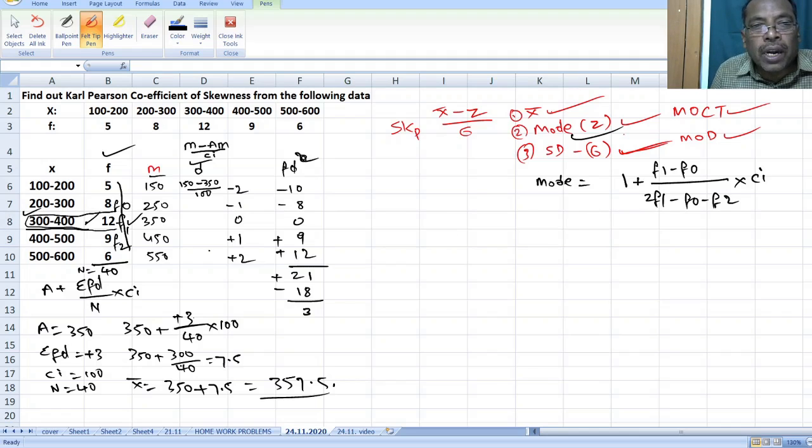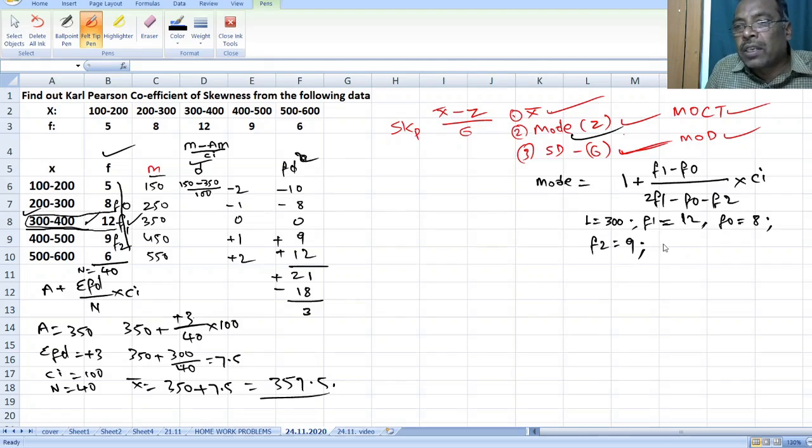L is equal to 300. The class interval is the difference between the lower value and upper value, which is equal to 100. So L is equal to 300, F1 is equal to 12, F0 is equal to 8, and F2 is equal to 9. The class interval difference is equal to 100.